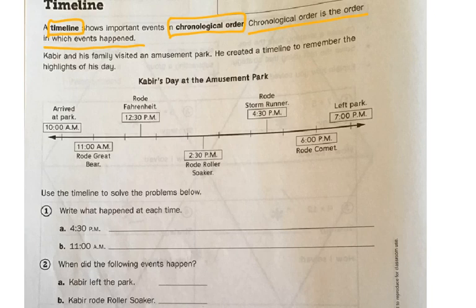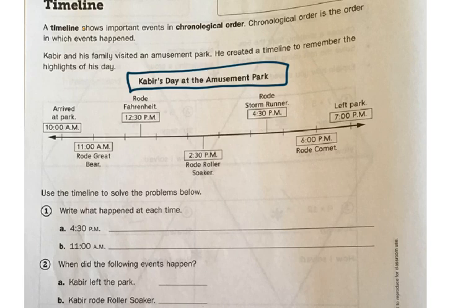Kabir and his family visited an amusement park. He created a timeline to remember the highlights of his day. So up at the top, we have his day at the amusement park, and that's the title. That tells us what this information is all about.